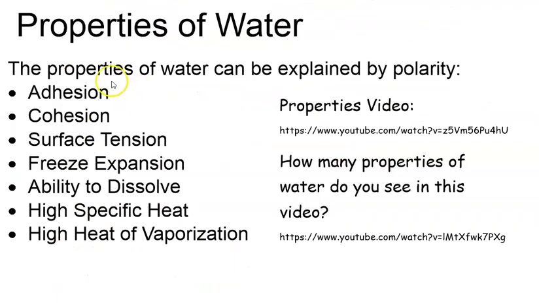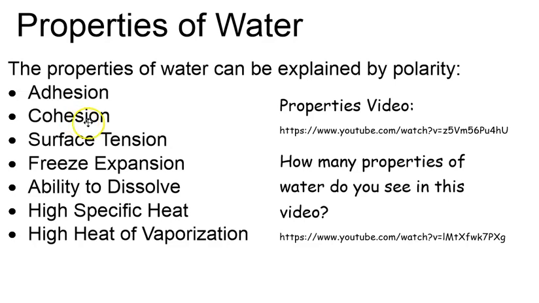All right, so the properties of water can all be explained by the polarity of water. And I've got a couple of videos that I want you to go out and watch. The links should be in the guided notes. And I'll just go through and briefly talk about them. So adhesion is the property of water where water sticks to other surfaces, like maybe your hand or a paper towel or a leaf after it rains.